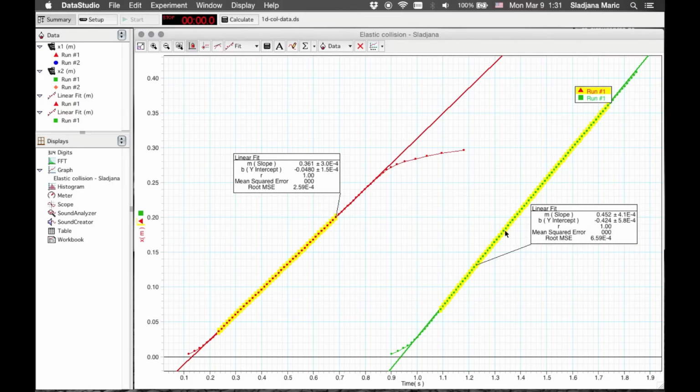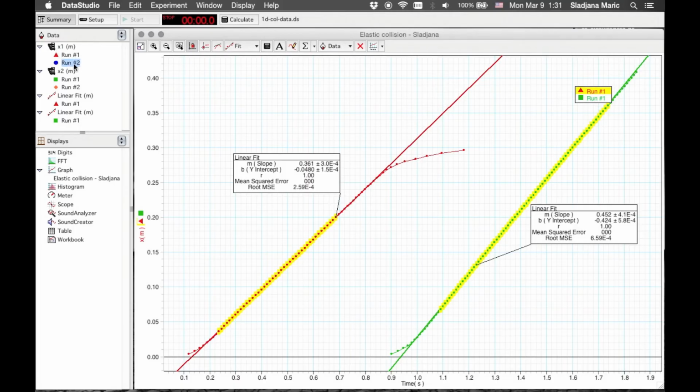Once you're done with this, you're going to follow the steps and then calculate initial momentum, final momentum, and change in the momentum for the case of elastic collision, as well as the initial kinetic energy, final kinetic energy, and the change in kinetic energy for the elastic collision. Once you're done with this part, you're going to analyze the data for the inelastic collision. So you remember run number 2 was the case for inelastic collision, when two objects stuck together.